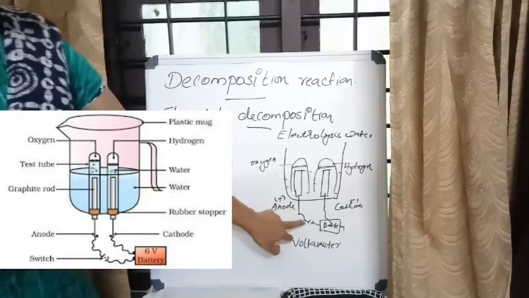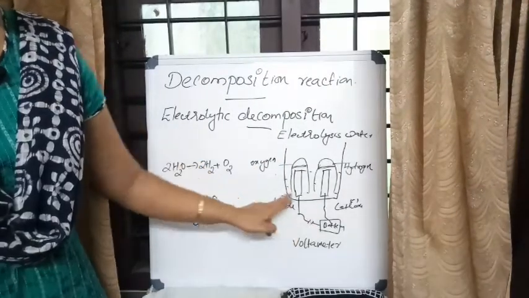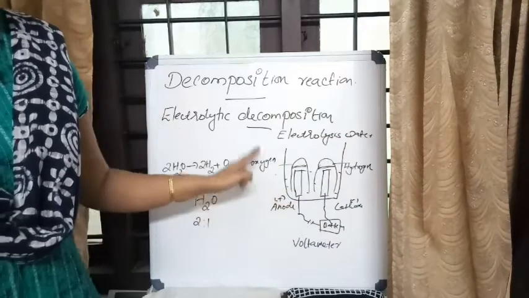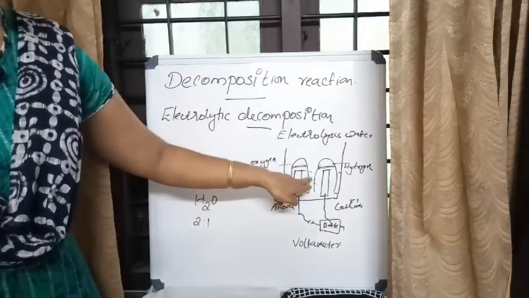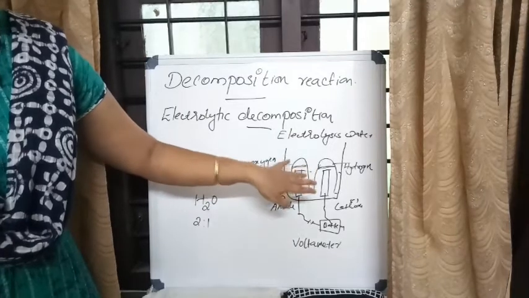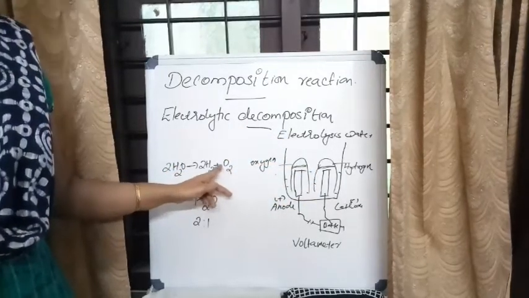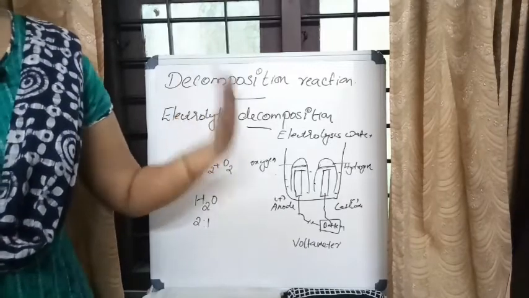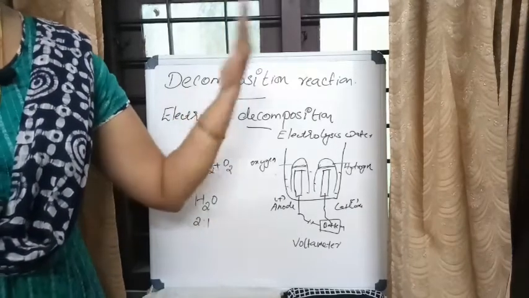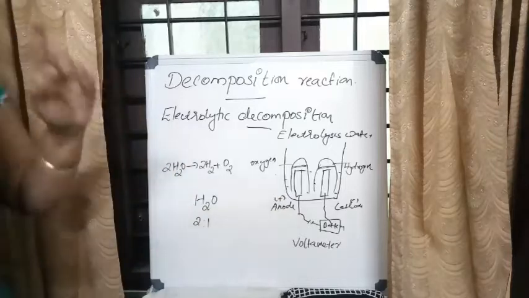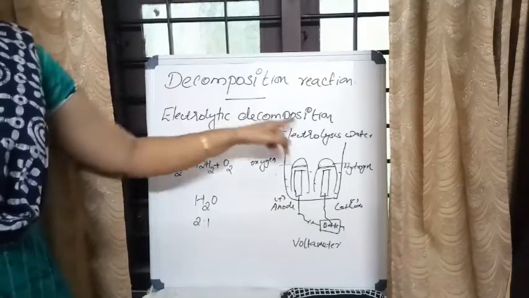Okay, then on putting on the switch, the electricity starts to flow through it, and when the electricity contacts the water, that electricity starts to split the water into hydrogen and oxygen. Okay, so that is electrolysis, breaking water molecules by means of electricity. So that is an example of electrolytic decomposition.